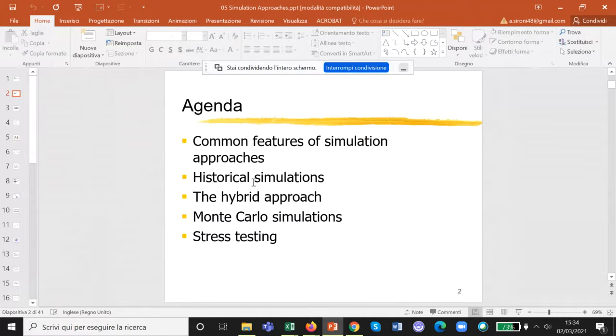So what I want to do now is move to the simulation approaches, which of course are the next step in value at risk estimation, okay? So very briefly, we'll look at the common features of simulation approaches, and then we'll focus our attention on 4 different methodologies. First of all, historical simulations, which are probably the most common ones, the hybrid approach, Monte Carlo simulations, and finally we'll say a few words about stress testing, okay?